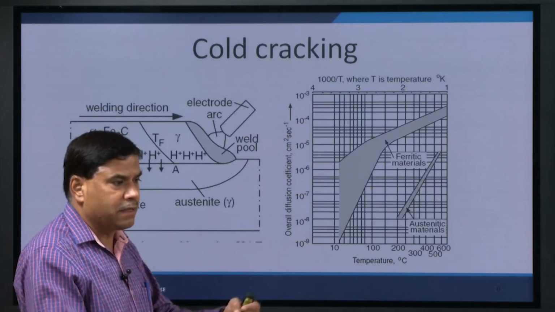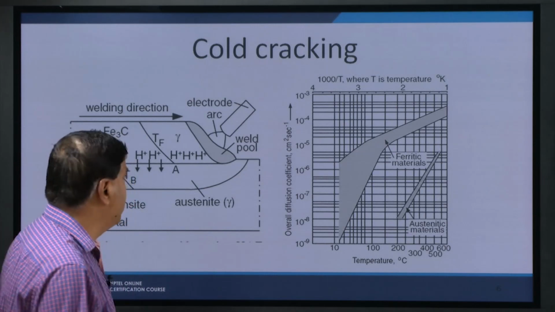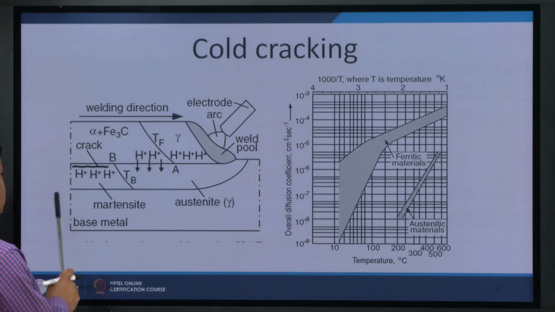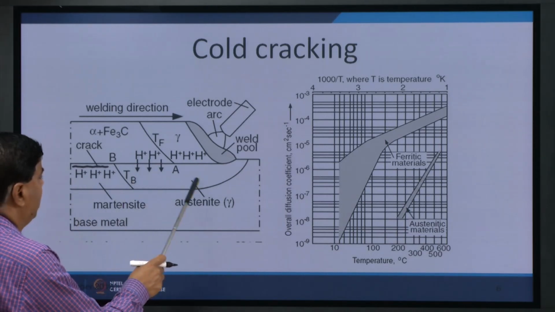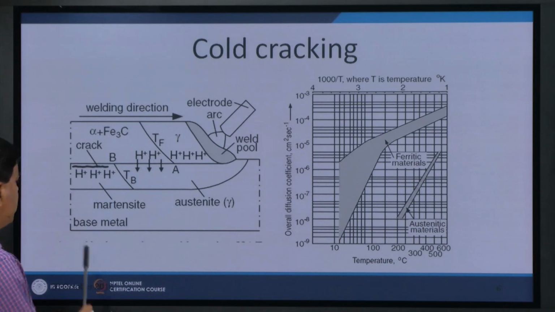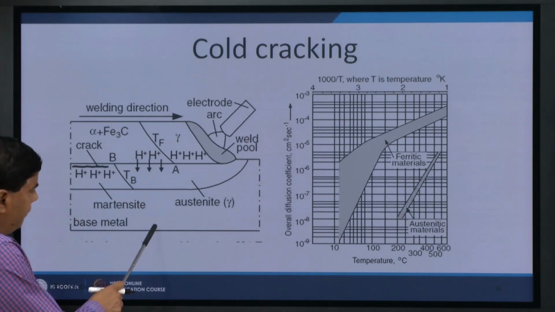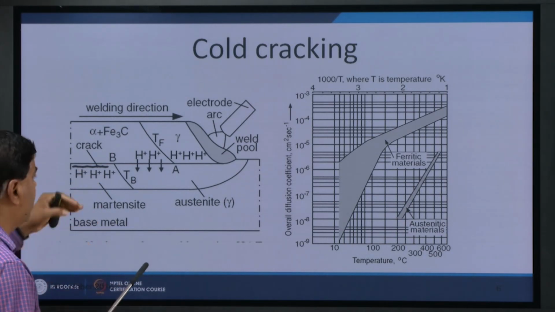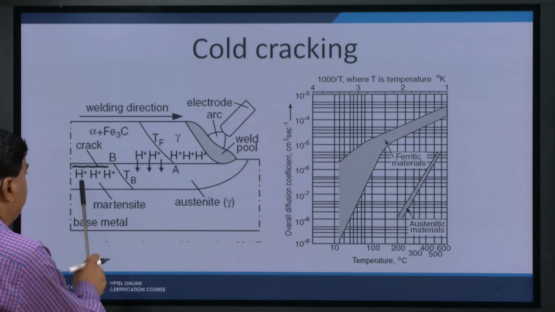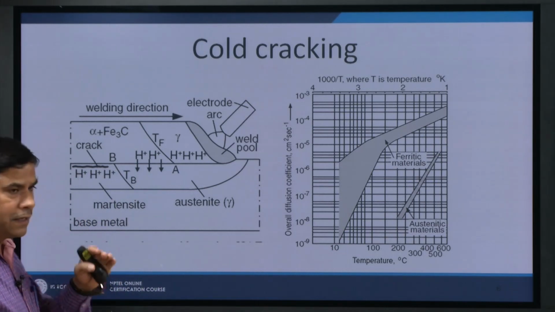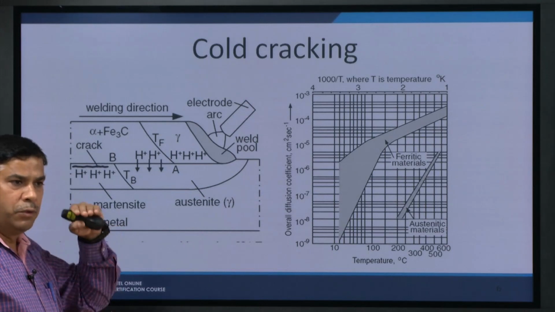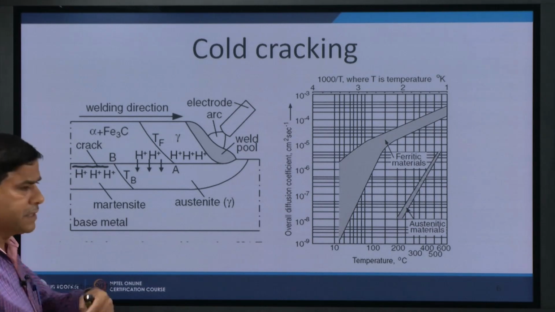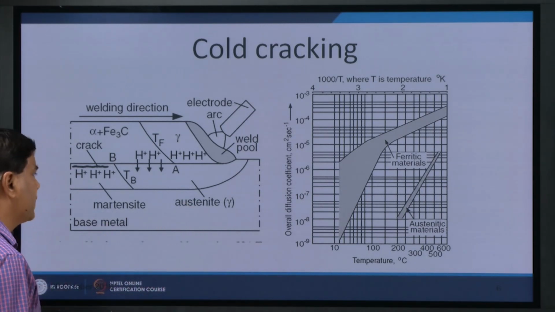So what happens in the case of welding due to this difference in solubility? Let's say this is the direction of the welding, and this is the region next to the weld metal, and this is the base metal. The base metal of course will have ferrite and iron carbide. But whatever region is next to the fusion boundary will fall in the heat affected zone. We know that the heat affected zone will have austenite, and after cooling it will result in ferrite, pearlite or martensite, as per the cooling rate.